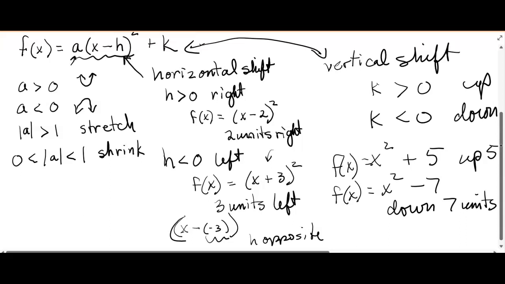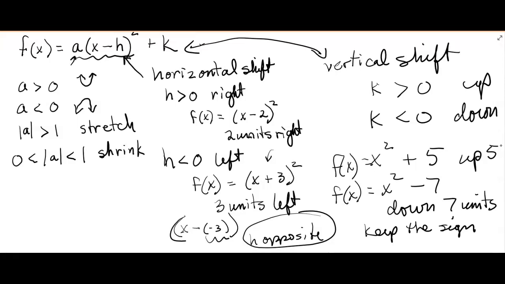So I think of the k as keep the sign. If it's positive, it's up. If it's negative, it's down. Whereas h, it's the opposite. So that's my little memory technique. I hope it helps. I think that's all we have for this one. We're going to do an example in the next slide.